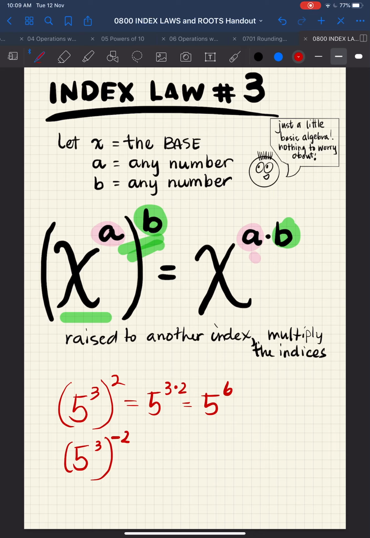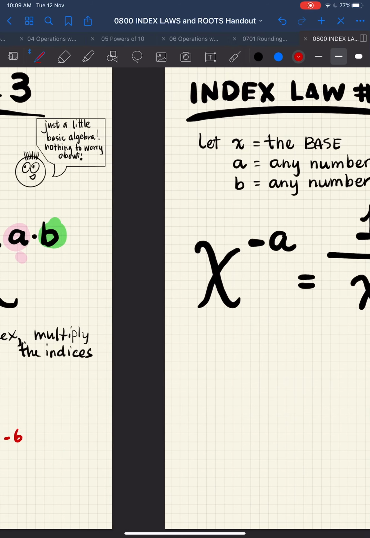Remember, you did that worksheet on multiplying, dividing, adding, subtracting positive and negative integers. Same thing. So this will be 5 to the 3 times negative 2, and we know positive times negative will give you a negative answer. So both are correct. Just follow the rules. Whether the indices are positive or negative, it's the same. Now let's go to index law number 4.